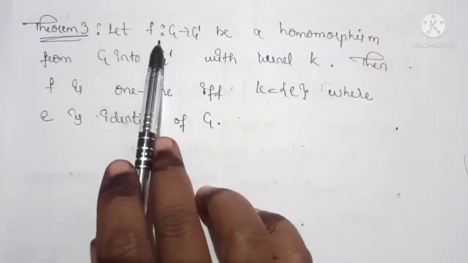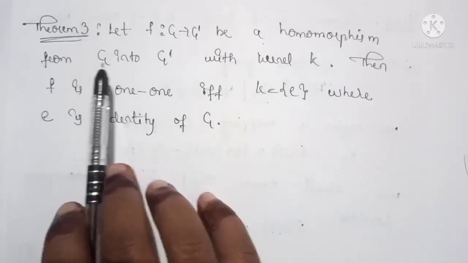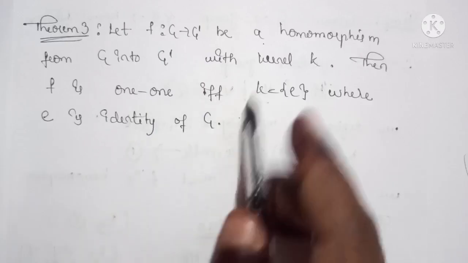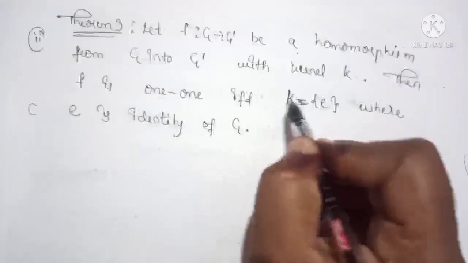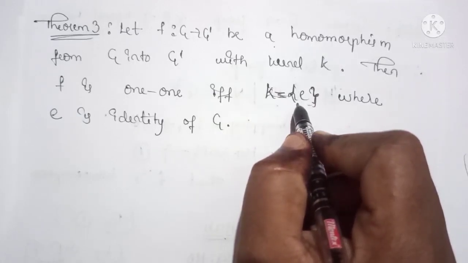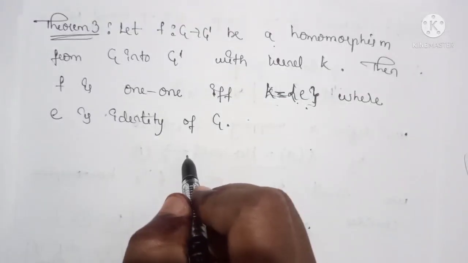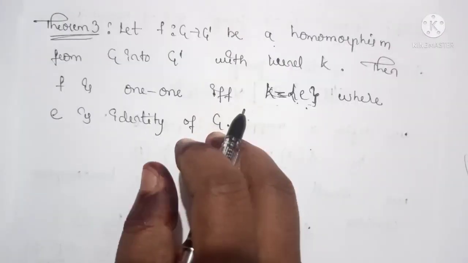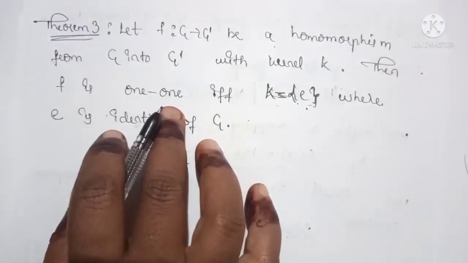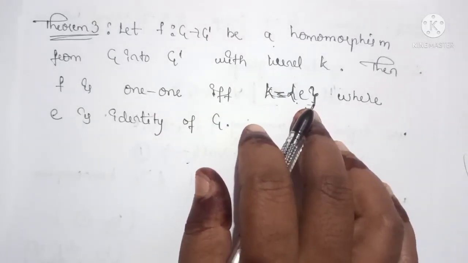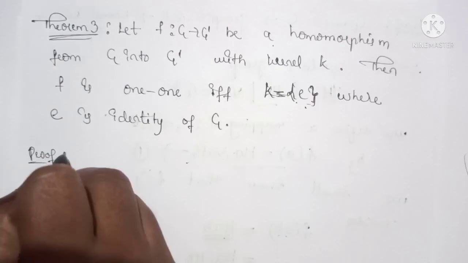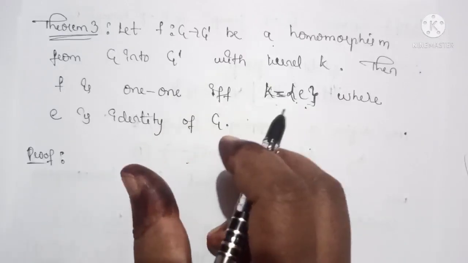Theorem 3. Let f from G to G dash be a homomorphism from G into G dash with kernel K. Then f is 1-1 if and only if K equals the identity, that is K equals the set containing the identity element e, where e is the identity of G. So we have to show that f is 1-1 if and only if K equals e only. So for this proof, let us assume that f is 1-1.